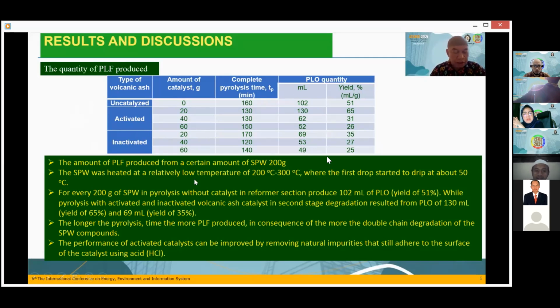Various researchers reported that activated catalysts with low acidity can promote higher pyrolysis liquid fuel. This is due to the increased cracking of hydrocarbon to light hydrocarbon, double chain breaking, and shortening of the long hydrocarbon chains in pyrolysis.